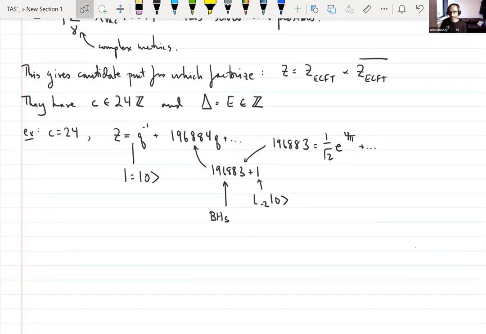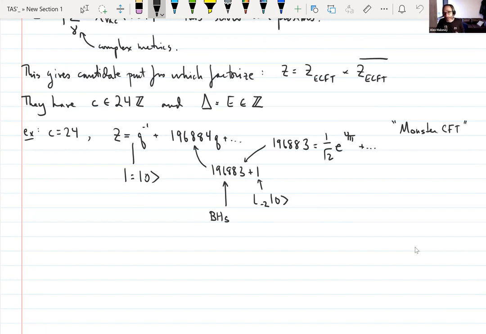196,883 is an interesting number because it is the dimension of the smallest non-trivial representation of the monster group. So one possibility is that other complex geometry should be included in the path integral of general relativity. And the result would be that you get a special kind of CFT, of which the monster CFT is the first example.